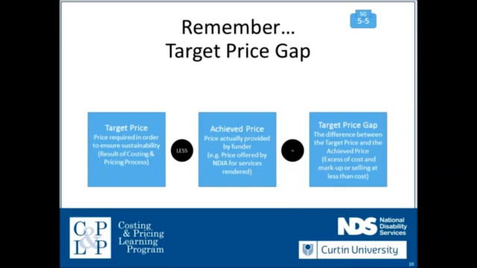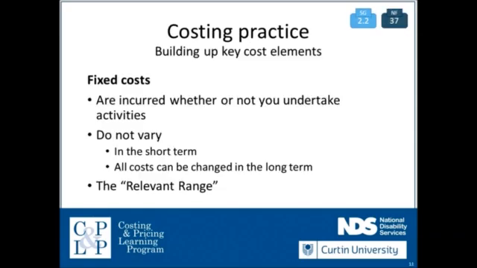If your target price gap is positive for a particular activity or all of your activities, this is a very good thing for your organisation, and you should plan and strategize accordingly to take advantage of that particular outcome. Let's move now to some of the key cost elements within costing practice itself.